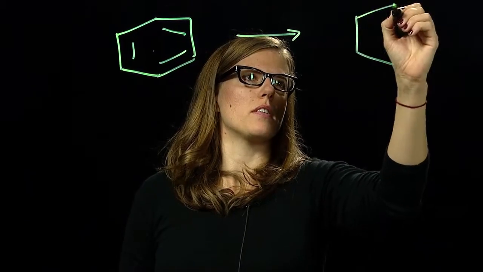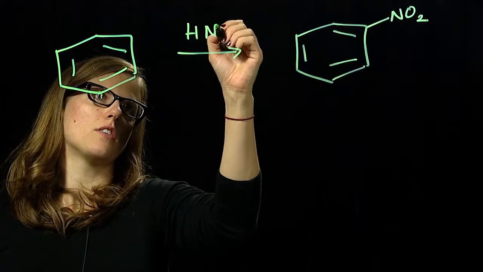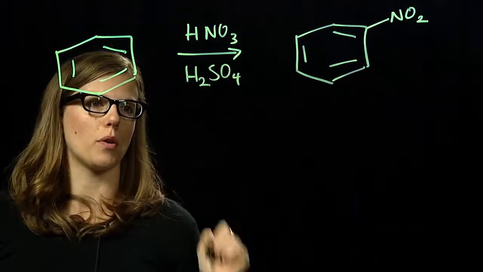Now we're going to talk about nitration of benzene. So if we take benzene, we want to put a nitro group, nitrobenzene. TNT is trinitrobenzene. We do this with nitric acid, HNO3, and sulfuric acid, H2SO4.